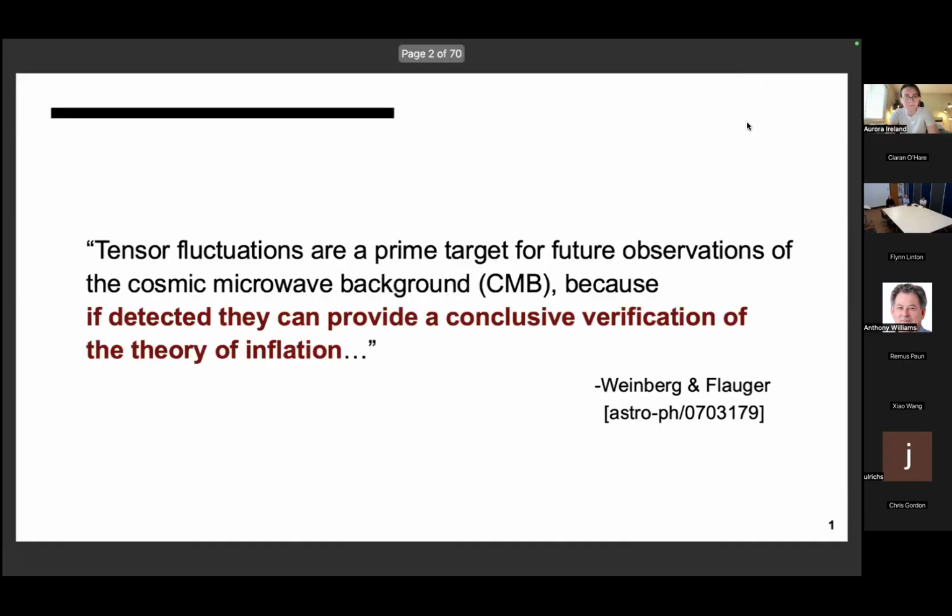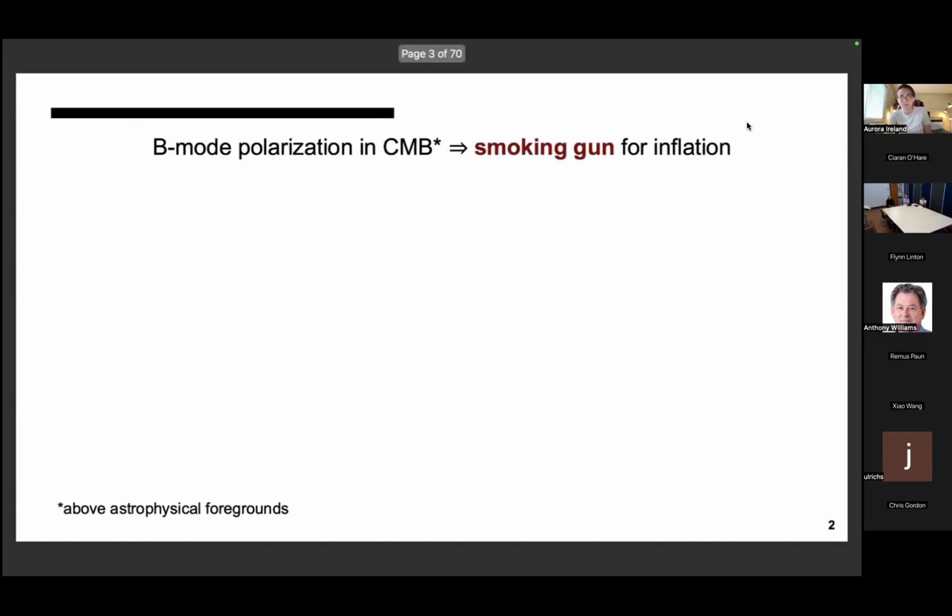All right. I want to start with a quote, which I just pulled from a random paper, but you'll see statements along these lines in many papers. This was the standard lore up until embarking on this project. Tensor fluctuations are a prime target for future observations of the CMB because if detected, they can provide conclusive verification of the theory of inflation. Or, slightly shorter: B-mode polarization in the CMB was seen as a smoking gun for inflation.